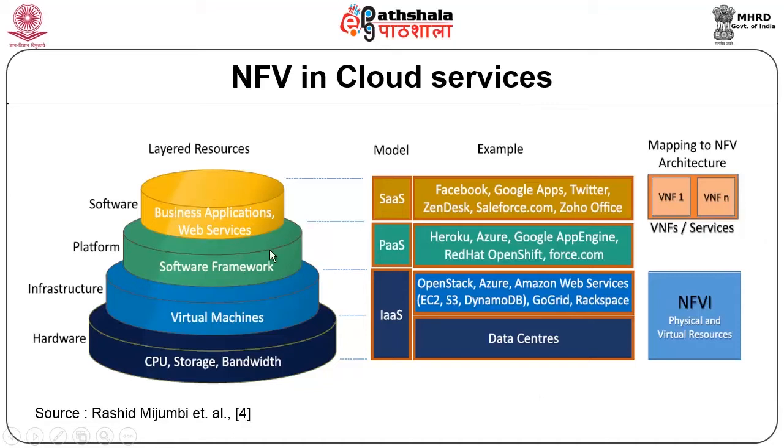If we look at the left hand side block, this is our CPU, storage and bandwidth, the physical layer, and then we have the virtual machine layer. This is virtualized on top of the hypervisor. These are the virtual machines that are being used, and then we have the software framework, and on top of that we have the business applications and web services.